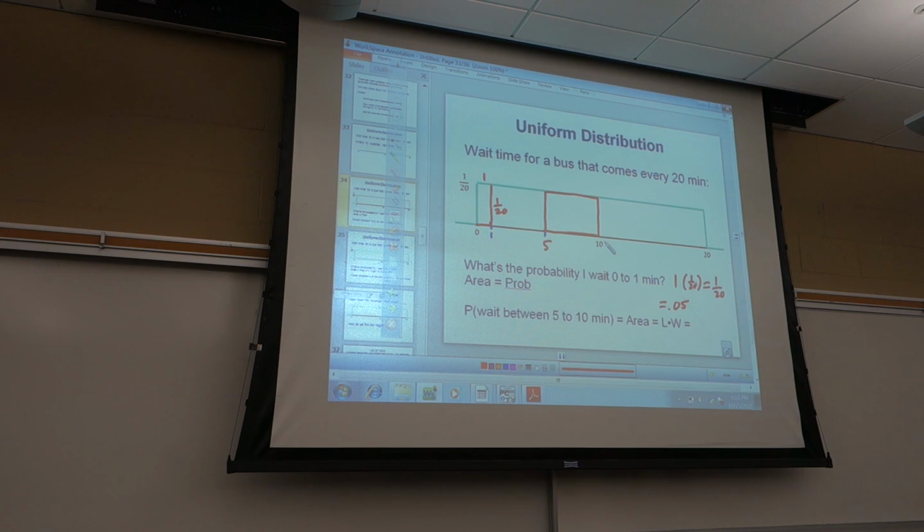What's the height of the rectangle? 1 over 20. What's the distance from 5 to 10? 5. So the area is length times width, 5 times 1 over 20. And you should get 5 over 20, which is 1/4, or 0.25. Okay?